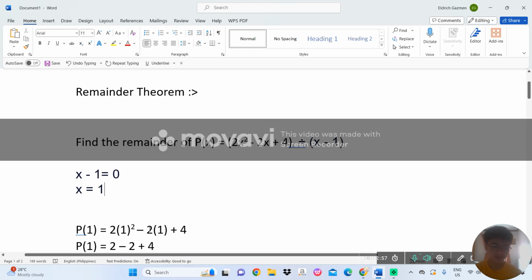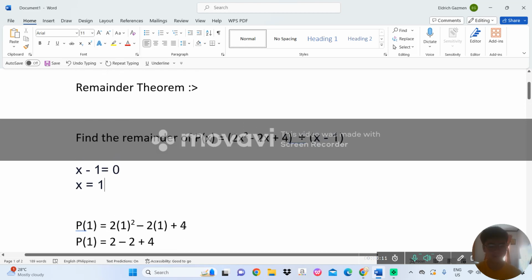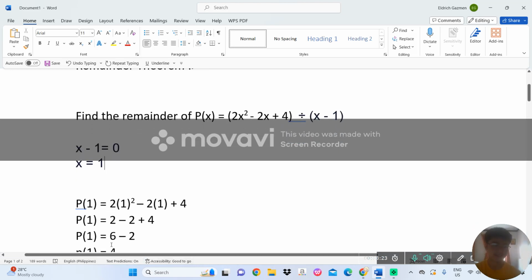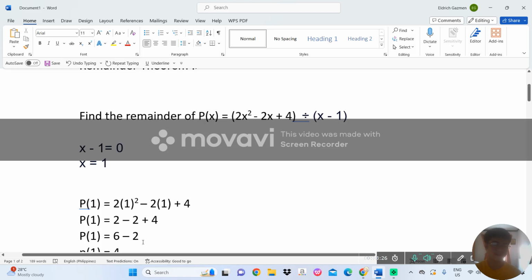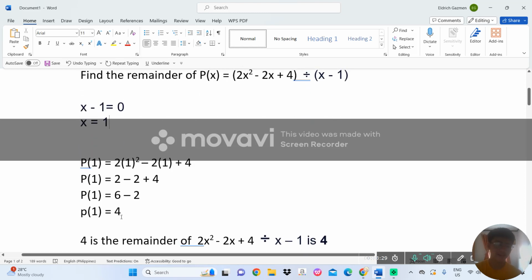After that, negative 2 times 1, that is negative 2. So plus 4, we don't have to do anything with plus 4 yet, so we just bring it down. After that, we follow the PEMDAS way or the BODMAS way. We first have to add everything before we subtract. So 4 plus 2 is 6. 6 minus 2 is 4. So, the remainder of our polynomial function 2x squared minus 2x plus 4 divided by x minus 1 is 4.